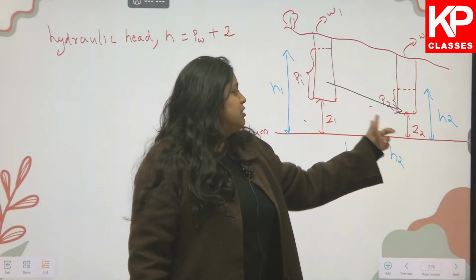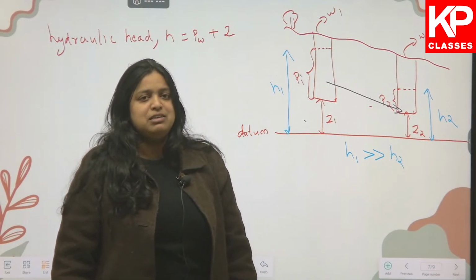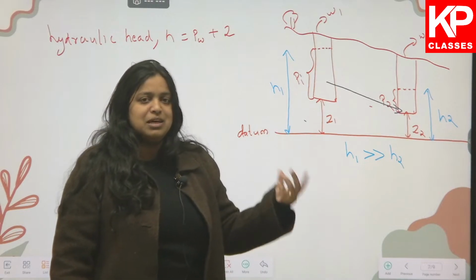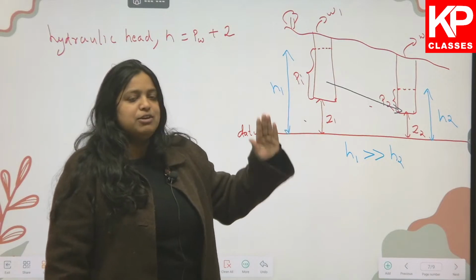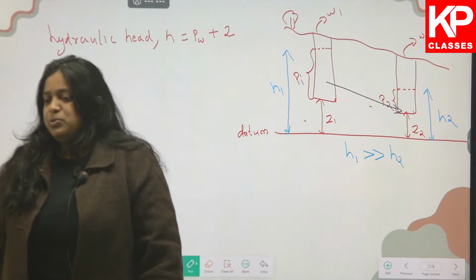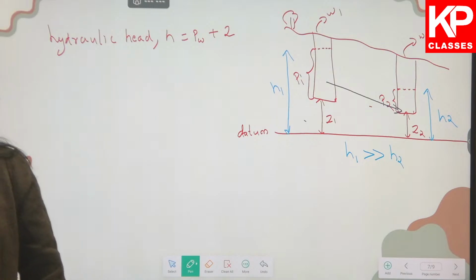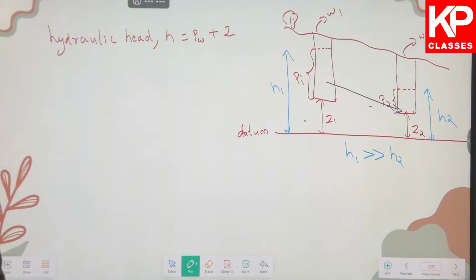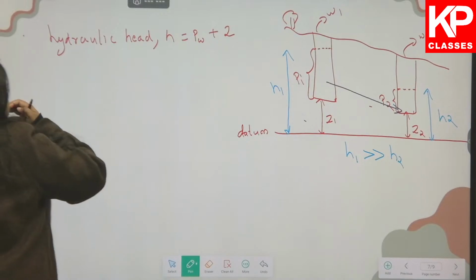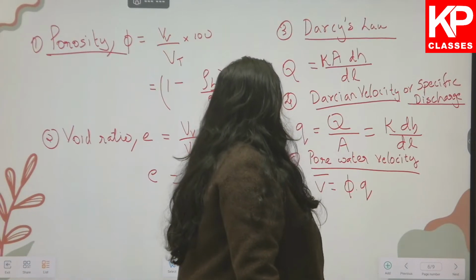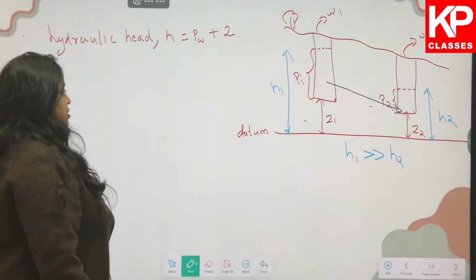Here you can see both wells are almost situated at the same elevation. So it's not the elevation alone, and not only the water column; it's the sum of both that defines the hydraulic head, or from where to where the flow happens. I hope this is clear, and we derived this equation from Bernoulli's equation. I hope this much is clear. If you have any doubt in between, you can mention that in the comment section.